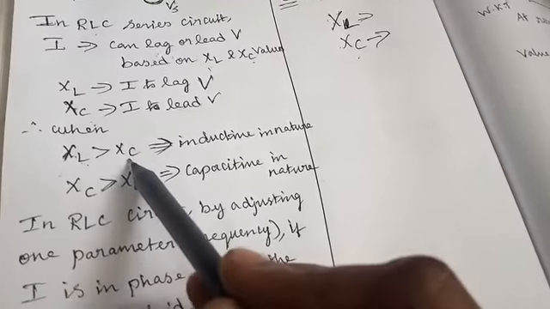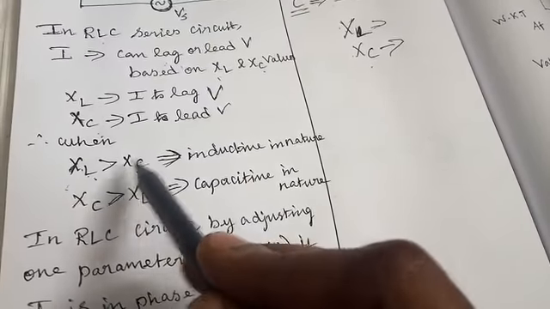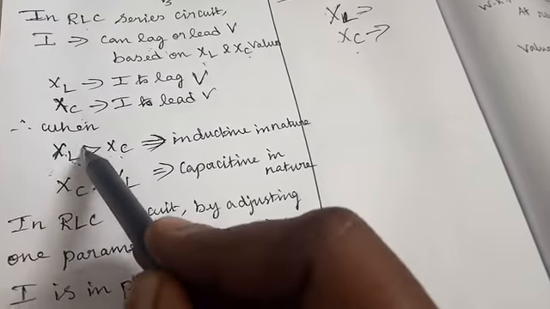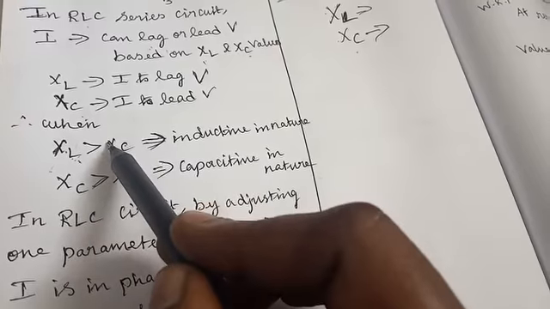So now in this RLC series circuit, if my XL is greater than XC, XC விட XL அதிகமா இருக்கு, the meaning of this is that my inductive reactance is higher than my capacitive reactance.